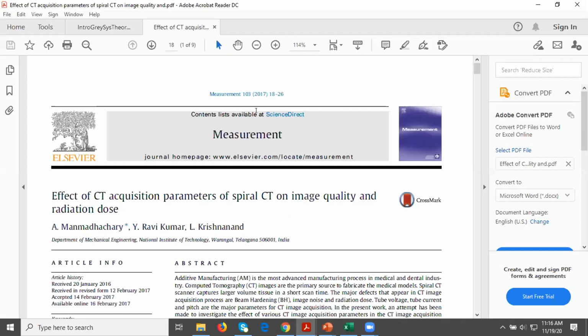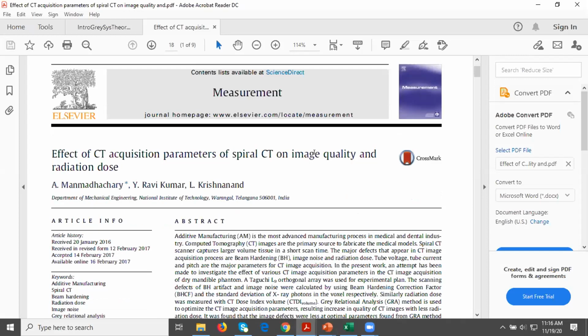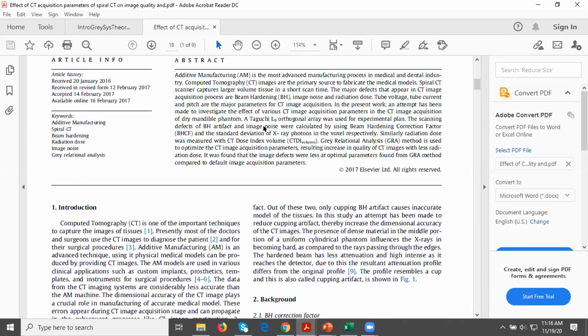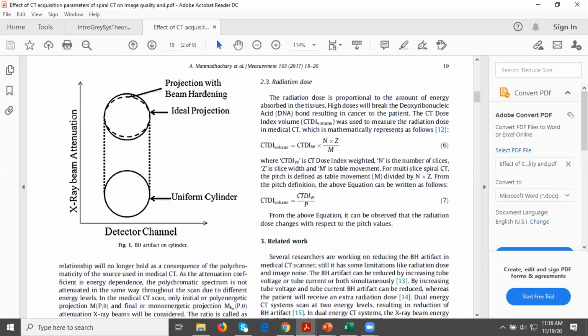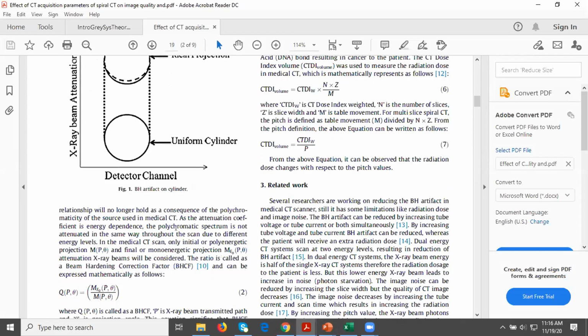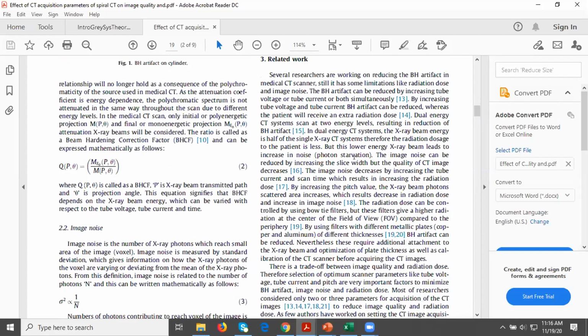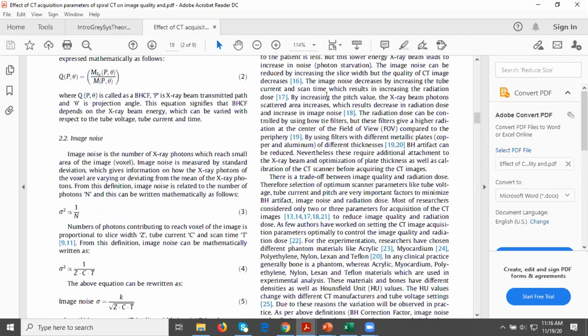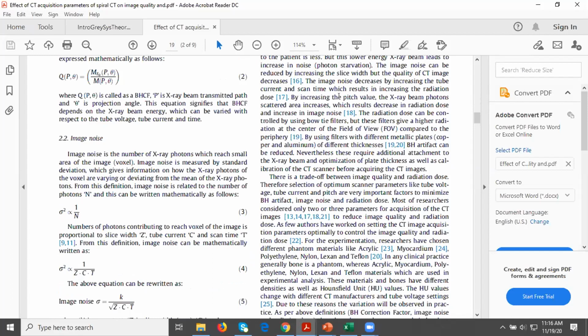In 2017, when I was doing my PhD at NIT Warangal, we published one paper based on this calculation. Here you can see what I'm explaining in theory, and all those things are here. These formulas show how we have to calculate the beam penetration factor and image radiation dose. Also how many experiments were done, that is written in the background. The image noise.